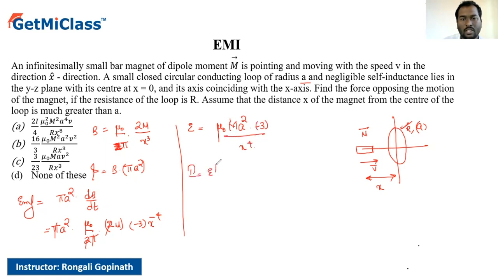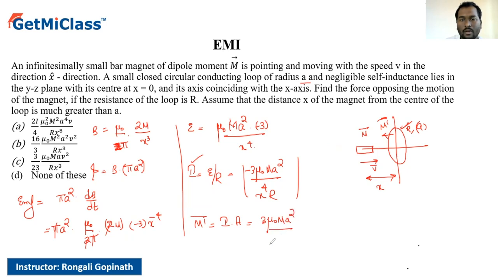So the induced current is EMF by the resistance, which is capital R, which is minus 3 mu naught m a square by x to the 4 R. This is the induced current. Because of this induced current, this creates another magnetic moment m dash bar. So m dash bar is given by induced current into area of the loop. If you take only the magnitude part of it, it is 3 mu naught m a square by x to the 4 R into pi times r square.